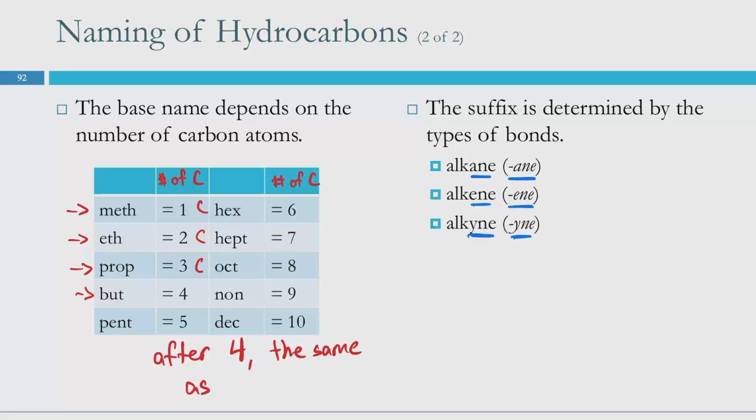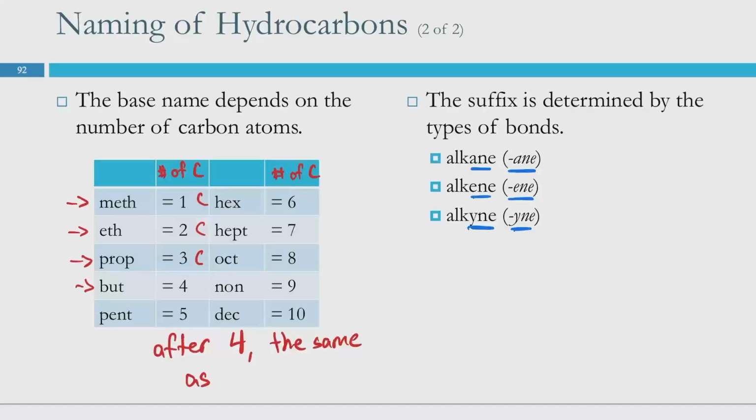So after you get past the first four carbons, it turns into basically just molecular compound prefixes. So we use one of these bases, and then we'll add ane, ene, or ine, depending on what bonds we have.